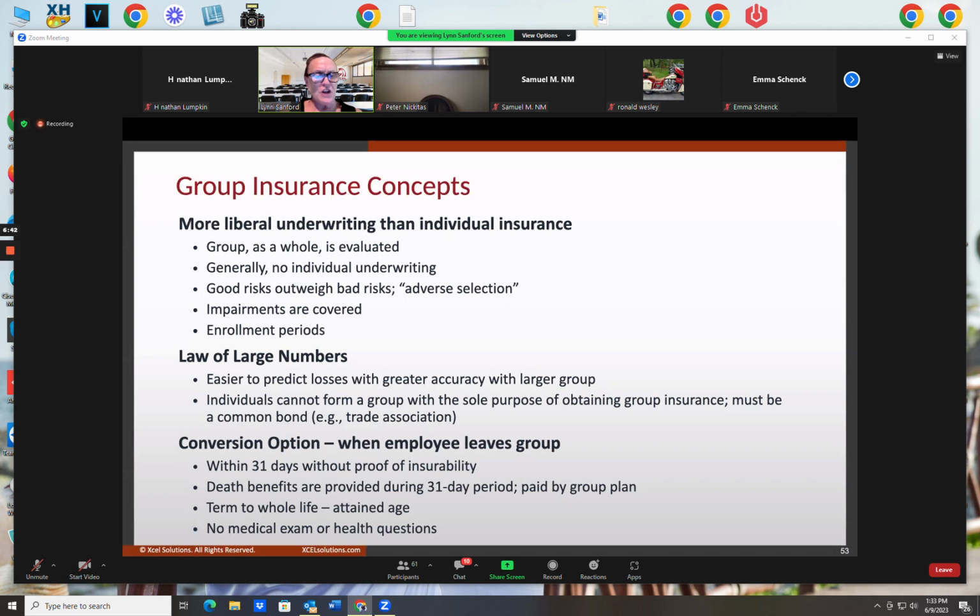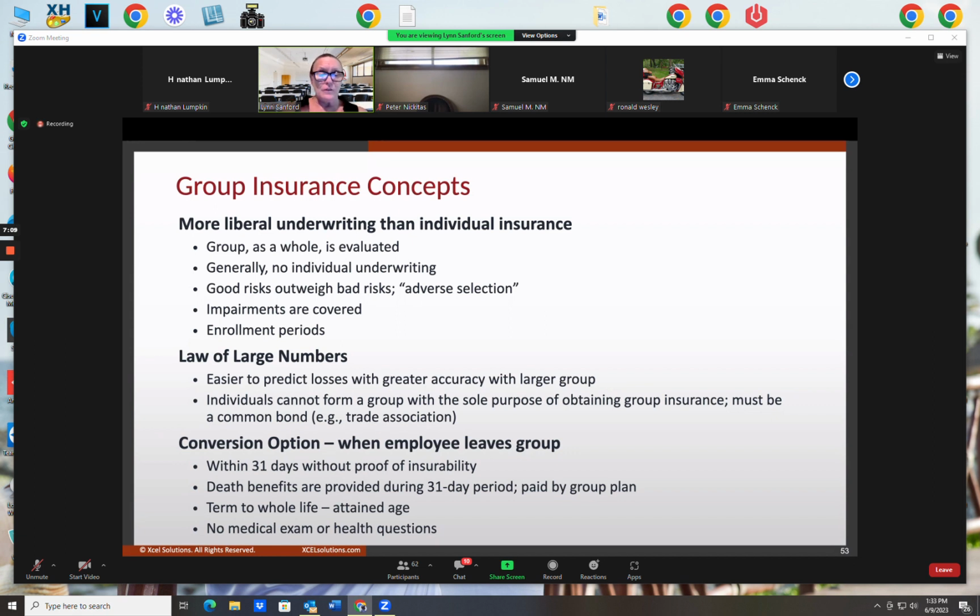But your conversion option is within 31 days that you have to convert to your own standalone, individually owned life insurance policy, individually underwritten at that point. And you can do that within a 31-day conversion period without proving evidence of insurability. Okay, so you only have this 31-day window to convert without proving evidence of insurability. Death benefits are provided during the 31-day period and paid for by the group plan.